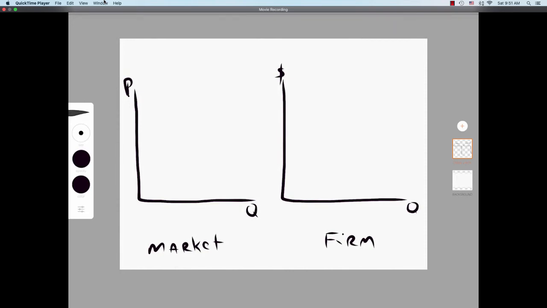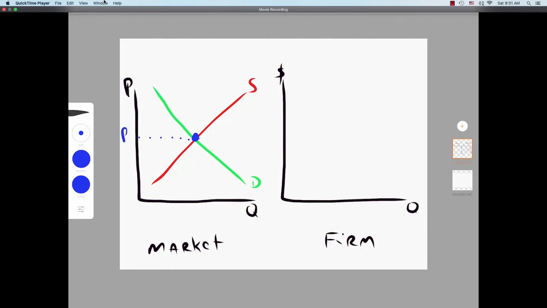So let's do that. Here's our supply curve in the market. Here's our demand curve in the market. And the market price is determined by where those two lines intersect. So here's our market price. We're just going to label that with a capital letter P.